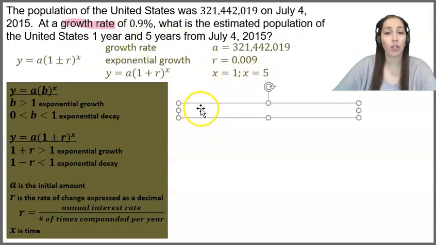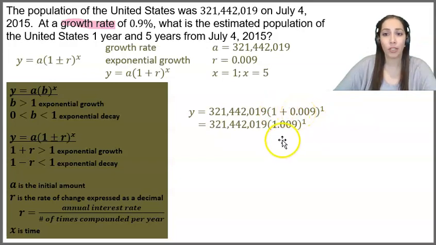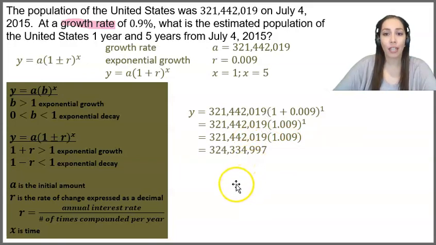If I'm going to look at just the first year, I would set up y equals a, 321,442,019, times the quantity of 1 plus r, or 1 plus 0.009, raised to the x power, which is 1. We're doing 1 year after 2015. So from here, I would do some algebra, add my 1 plus 0.009, and get 1.009. That raised to the first power would just be 1.009. When I multiply these 2 by each other, I get 324,334,997. So the U.S. population 1 year later will be this amount.